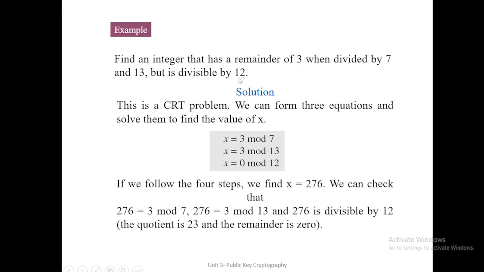But it is divisible by 12. If the number is divisible by 12, it will give the remainder 0. So x is equivalent to 0 mod 12. So these are all the equations. Then you should take a1, m1, a2, m2, a3, m3. Before applying CRT, you check whether the GCD of (a1, m1), (a2, m2) and (a3, m3) are relatively prime or not. If the condition is satisfied, then you apply the four-step procedure, find the answer, and substitute it in these equations to verify whether the remainders are obtained for dividing that number by 7, 13 and 12.